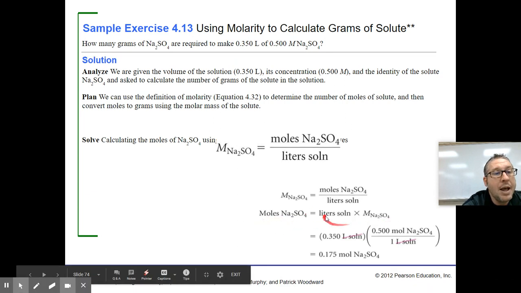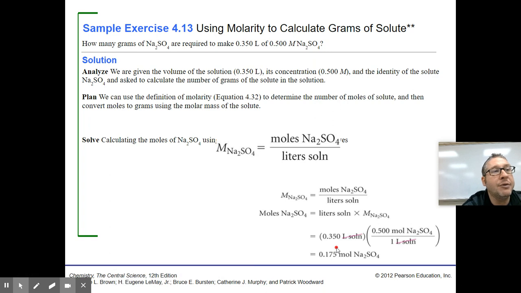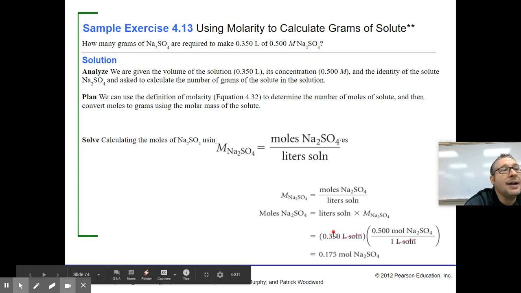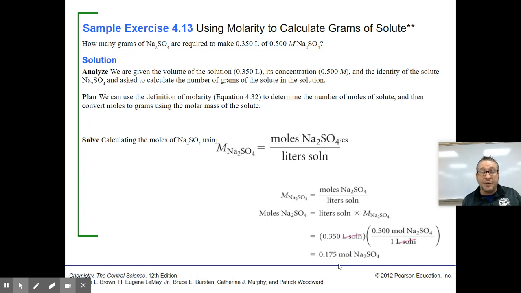Okay? Once we have it rearranged for moles, we can go ahead and input our values. Again, we were told we have 0.35 liters of solution and a concentration of 0.5 molarity. So if we break down molarity's units of moles per liter, we can cancel out the liters, leaving us with moles, and we get the number of moles. That's not the end of it, though, because we were asked to figure out how many grams of sodium sulfate are required to make this particular concentration of a substance.